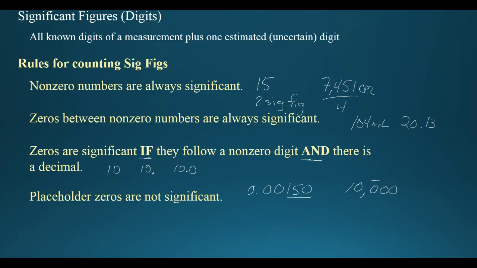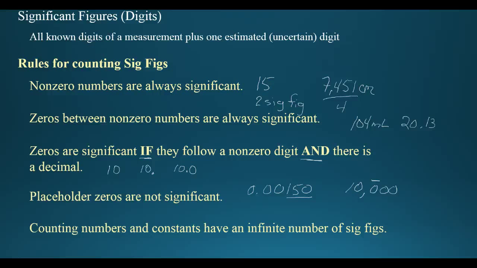Okay? Now the last thing is that counting numbers and constants have an infinite number of significant figures. So as far as our mathematical operations, we don't use counting numbers and constants when we are considering the number of sig figs to round to when we do our mathematical problems.